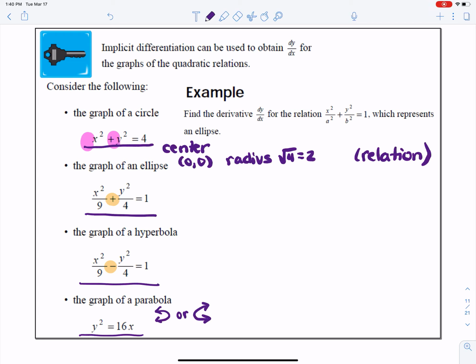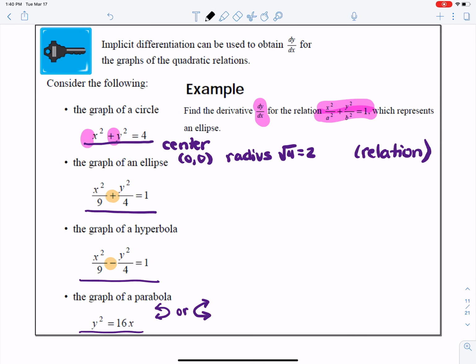So in this example, they ask us to find the derivative for just some general ellipse formula. Now every time you see the variable a, it's just a number, and when you see the variable b, it's just a number. So we call those parameters, and x and y are our main variables. So what is the derivative of x squared over a squared?